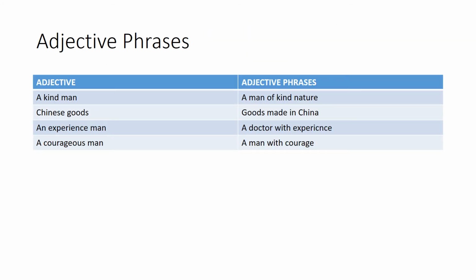A phrase that performs the role of an adjective is called an adjective phrase. On the screen, we have examples of adjectives and adjective phrases. A kind man. Kind describes the man. So we can change an adjective to an adjective phrase, a man of kind nature.